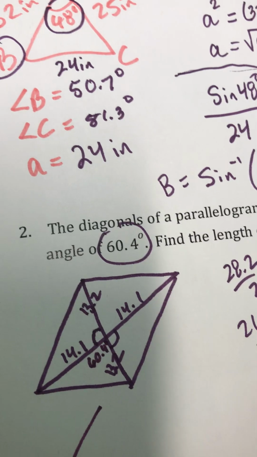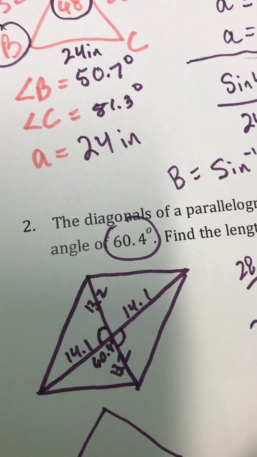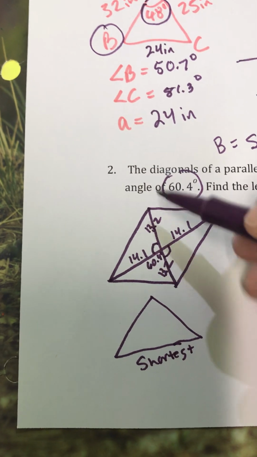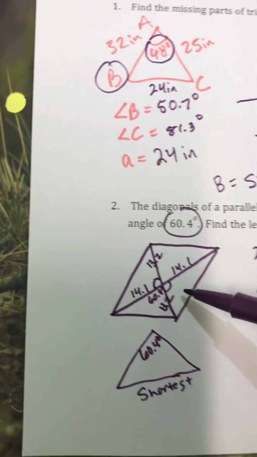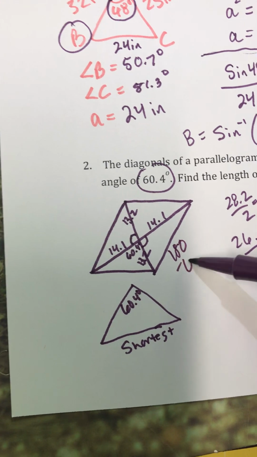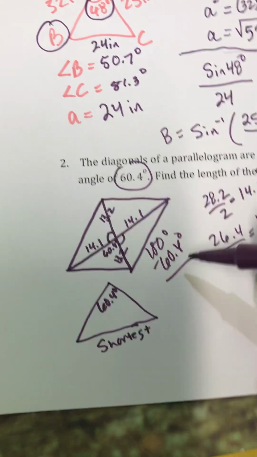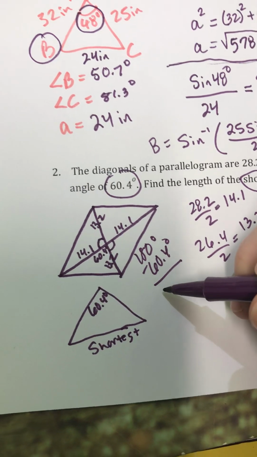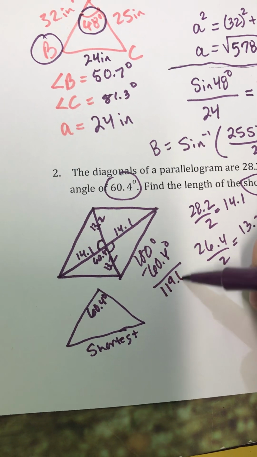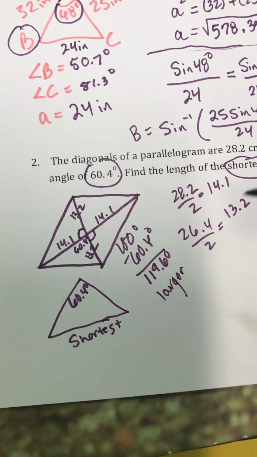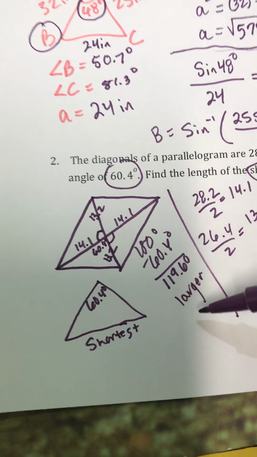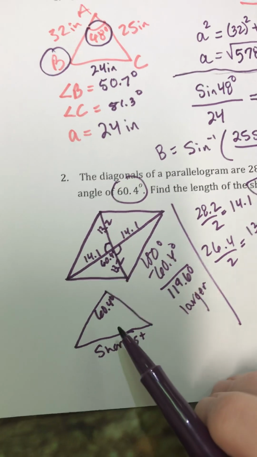It doesn't matter because they asked for the shortest side. And if you're across from the 60.4, you are the shortest side. The other one would be supplementary, meaning 180 minus 60.4, so it would be a number larger. That would give you 119.6. That's too big. That would be the larger. They didn't ask for that. I'm just giving you that side information. Since they are asking for the shortest, I will use the 60.4.